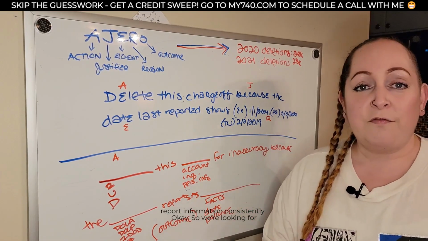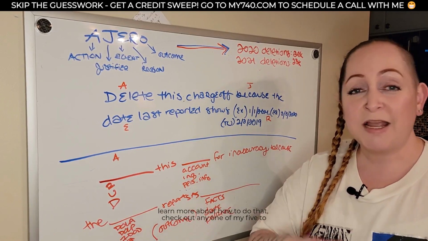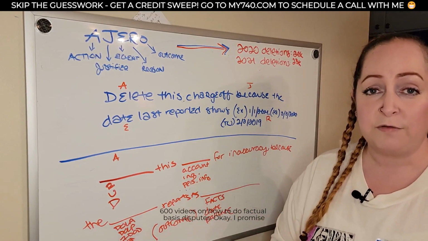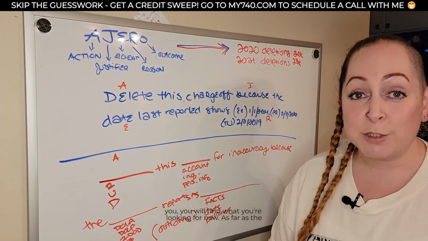So we're looking for inaccuracies, we're looking for violations, and if you want to learn more about how to do that, check out any one of my 500 to 600 videos on how to do factual-based disputes, okay? I promise you, you will find what you're looking for.